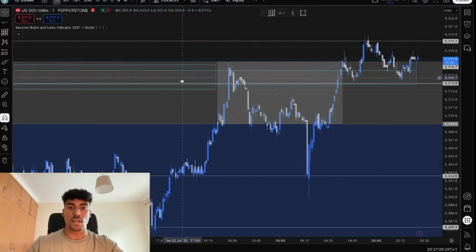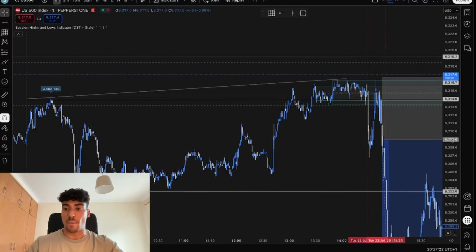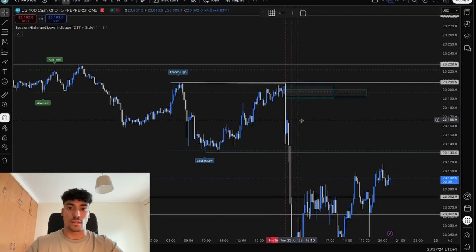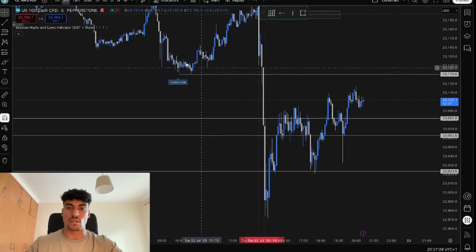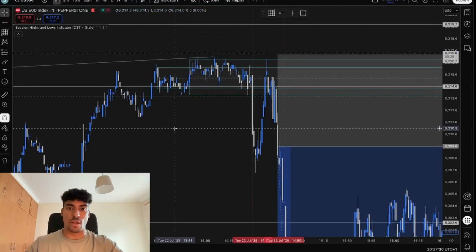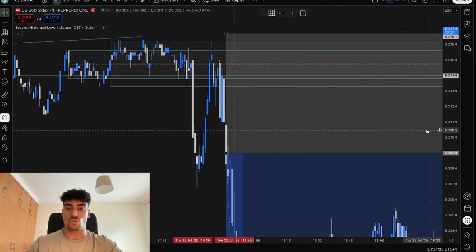So honestly, this was pre-macro, but my bias was so strong to the downside, and not only that, Nasdaq was sweeping out everything at this stage. So in my head, I'm like, okay, price is probably going to move lower. I'm going to try and find an entry.